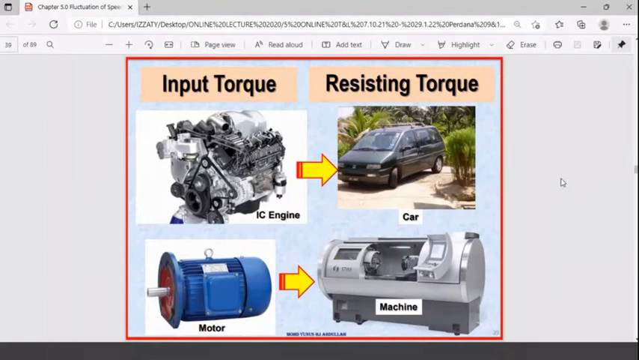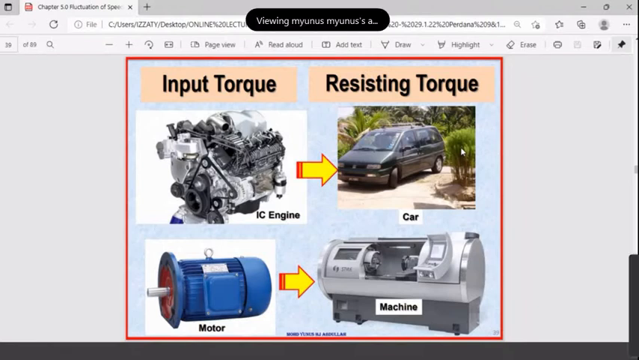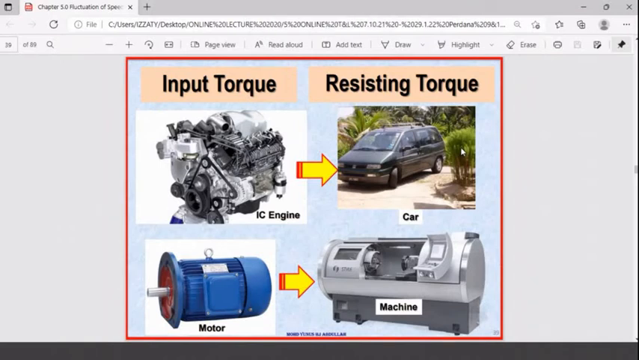So as for today, I'm going to talk about the principle of input torque and also resisting torque. The special application on this topic will be on the internal combustion engine, or we call it the ICE, and also the motor. As you all know, the internal combustion engine basically drives automobile vehicles, whether it's a car, motorcycle, or whatever it is. At least it's powered by an engine. And the other one is a motor, which will drive the machine.